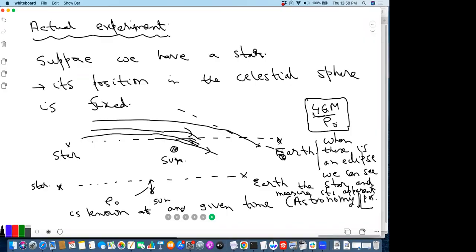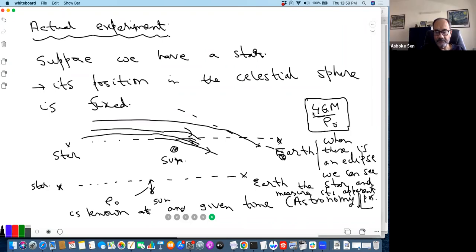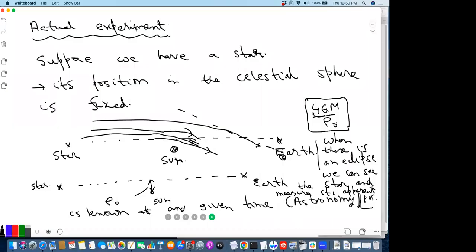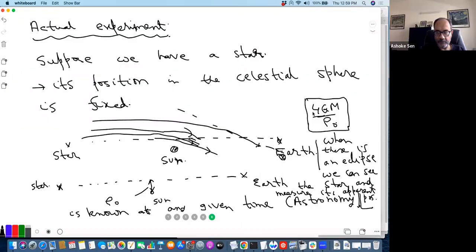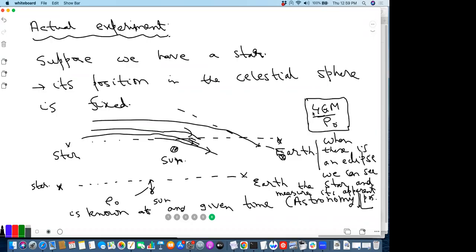So this angle that we have here is the displacement of the position of the star from its expected position in the celestial sphere, right? That's what we observe, this 4 GM over rho zero, and that's what you should compare with 4 GM over rho zero.